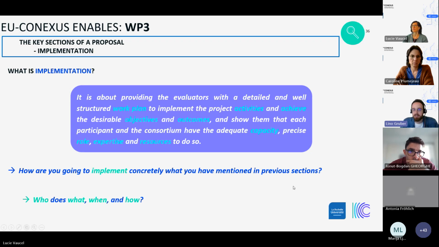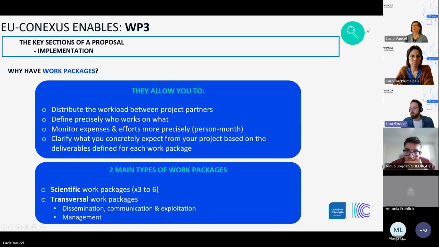So next slide is about the work packages. Just a few words on them. Why have work packages? You might ask yourself. Having work packages allows you to do many things. First, it allows you to distribute the workload between the different partners in your project to ensure there's some kind of balance. They also help you define more precisely who does what, meaning which partner works on which work package, and more precisely which partner works on which task.